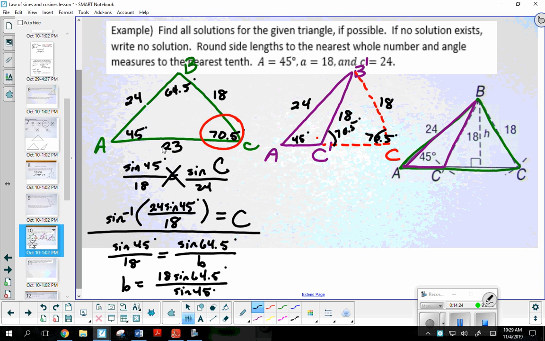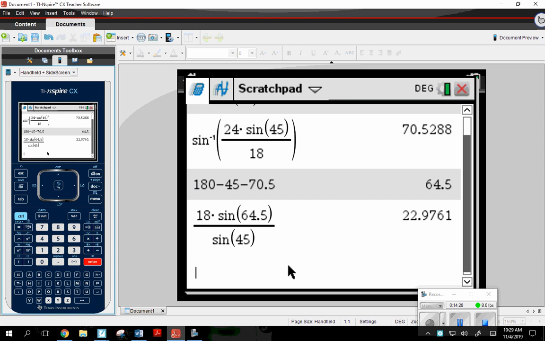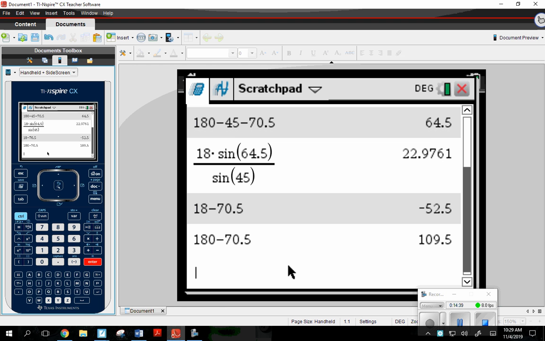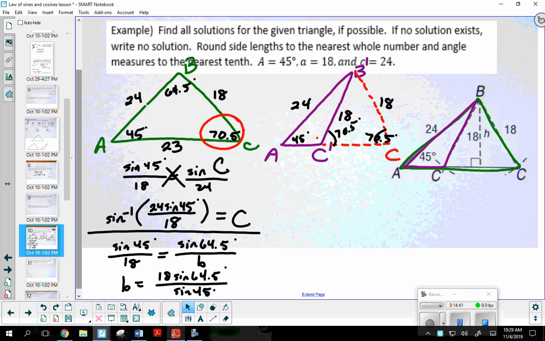What's the measure of a straight angle? 180 degrees. So all I need to do is just take 180 minus the 70.5 that we already found. Oh, it's 18, sorry. 180 minus the 70.5. Let's get a positive angle here. 109.5. So this missing angle is 109.5 degrees. And that also helps me find what? The other angle. Yeah, the other angle.